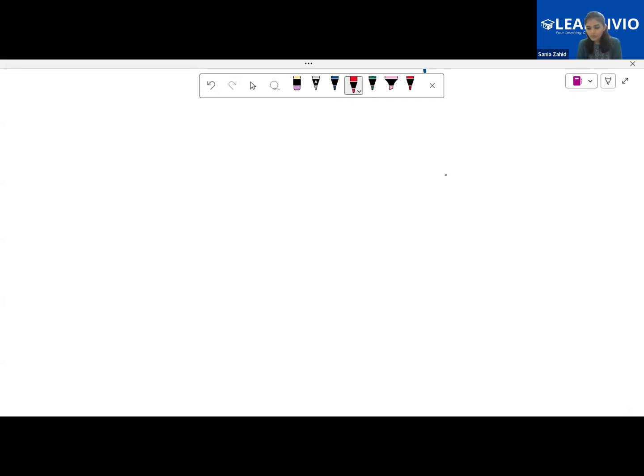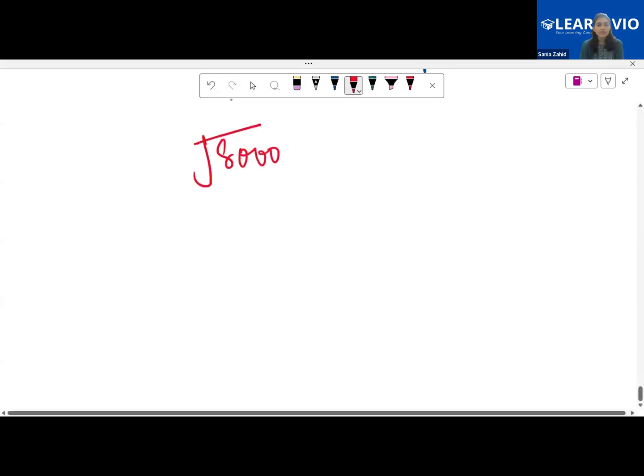Now I'm going to teach you cube roots. Okay. How do we find cube roots? For example, you have been given: find the cube root of 8,000. So in order to find the cube root, we will just do prime factorization.